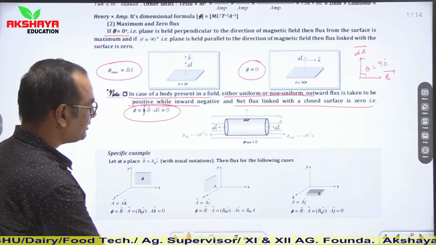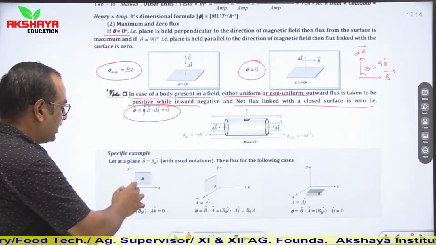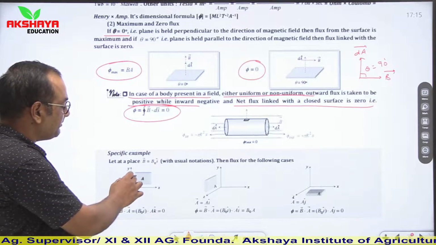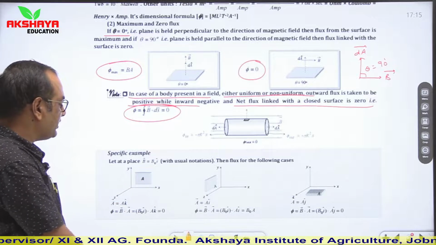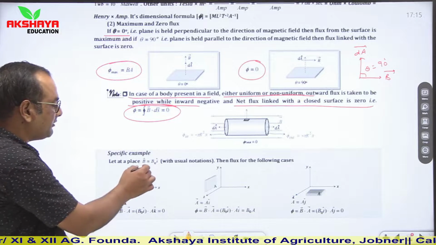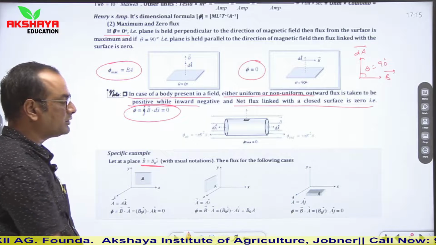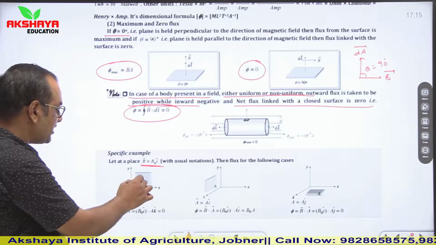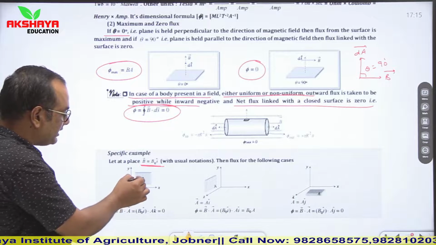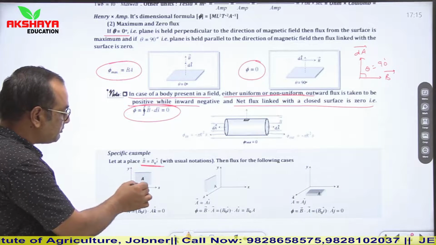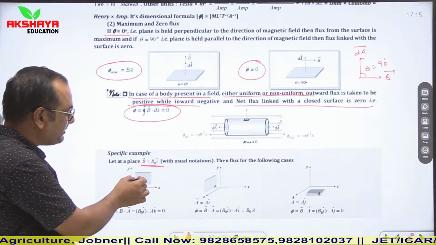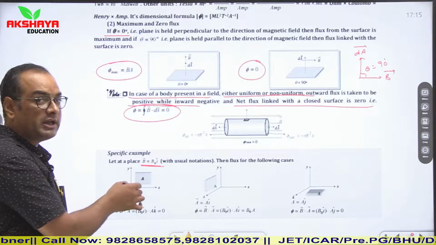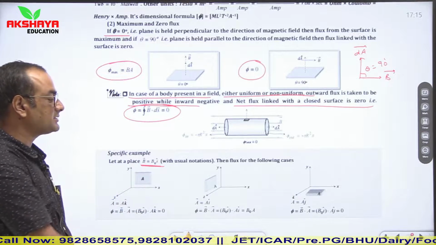Now we are given three different examples. In the first case, this plate is placed in the xy plane. Let us say the magnetic field is given as B is equal to B naught i cap, which means the magnetic field is in the x direction. Its area vector is perpendicular to the xy plane, which means it is in the z direction. So in this case B dot dA becomes 0, hence no flux will pass.